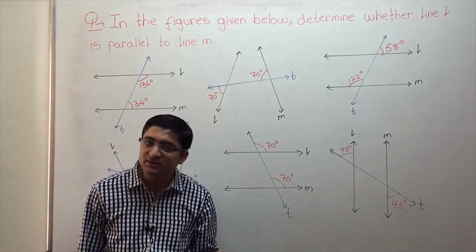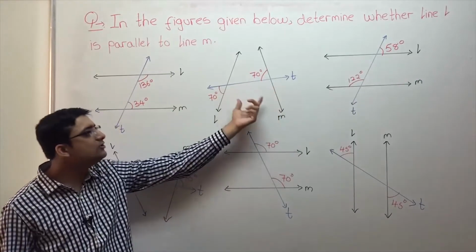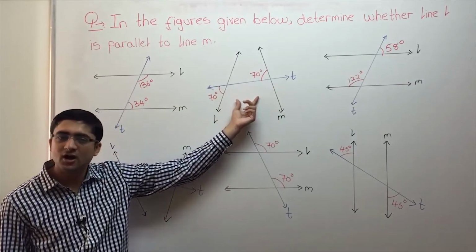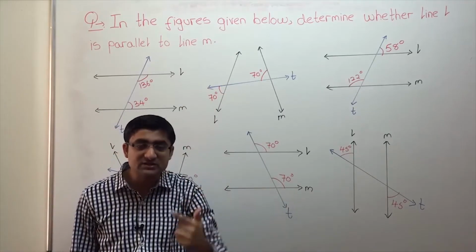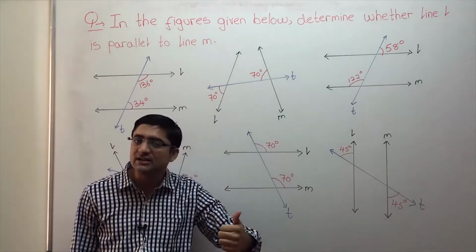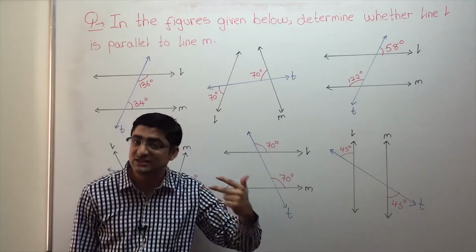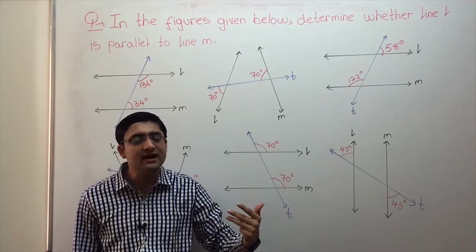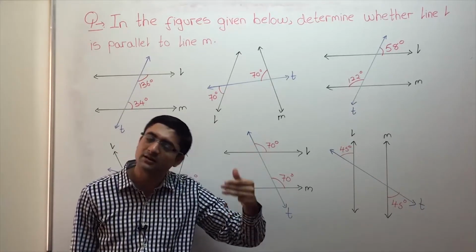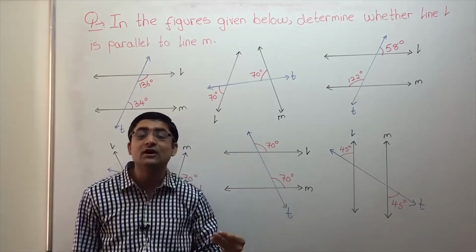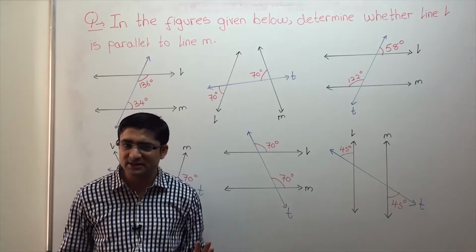So what is the main concept in this question? Whenever you have two lines and a transversal, and you want to determine if these two lines are parallel or not, how do we determine? We know that two lines will be parallel when a transversal cuts them when either corresponding angles are equal, or alternate interior angles are equal, or alternate exterior angles are equal, or interior angles on the same side of the transversal are supplementary. So if any of these four conditions are met, they are parallel. If any of these four conditions are not met, that is, they are violated, they are not parallel. So that is the main concept in these type of questions.